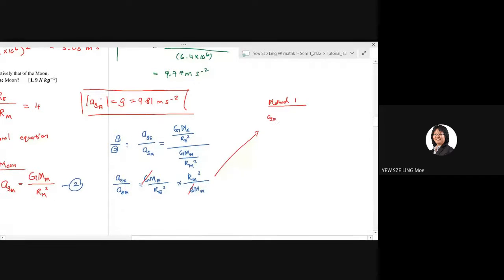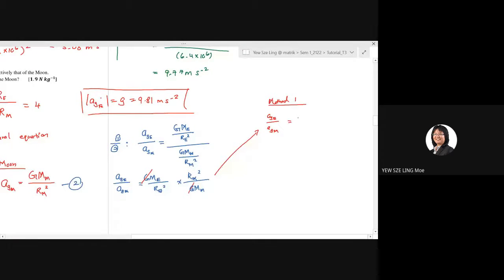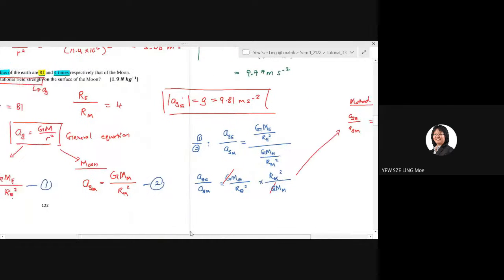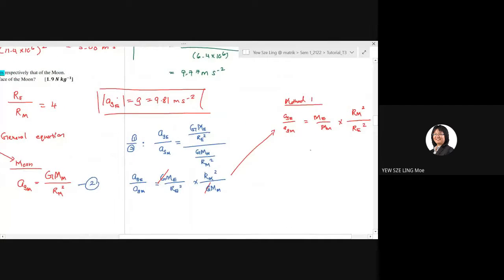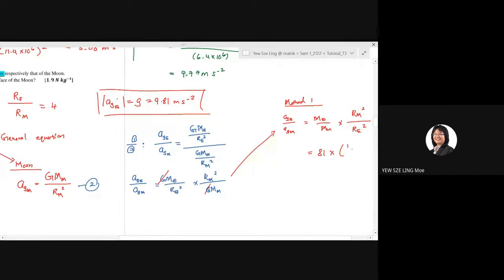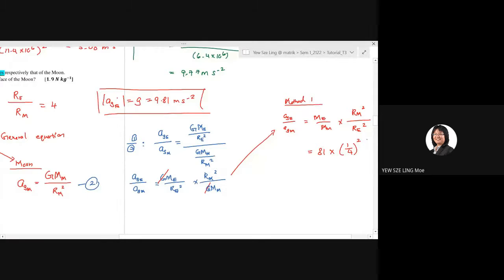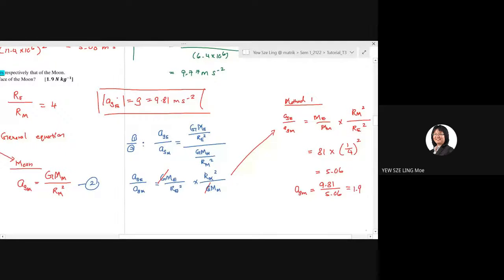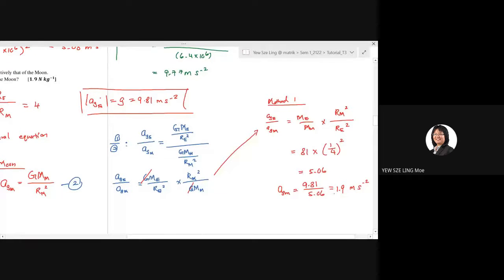Now you have AGE over AGM. We rearrange the equation to become ME over MM times RM square over RE square. You were given just now ME over MM is 81. So it equals 81 times, well, you are given RE over RM equals 4, so RM over RE would be 1 over 4, but now you square it. Kedua-dua punya square, you can factorize it out and put it outside the bracket. So it equals 5.06. Since we know AG is 9.81, AGM is then 9.81 divided by 5.06, which equals 1.9 ms negative 2. So this is method 1.